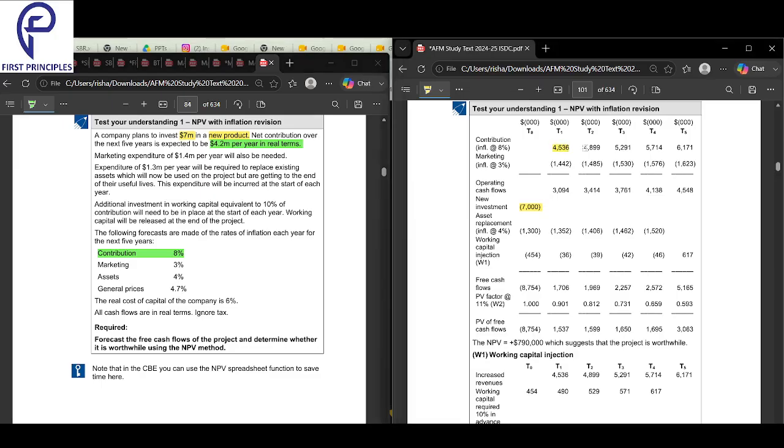Okay. That into 1.08. Quickly. 1.08. Okay, so you got the hang of it. So what we've done is 7 million.